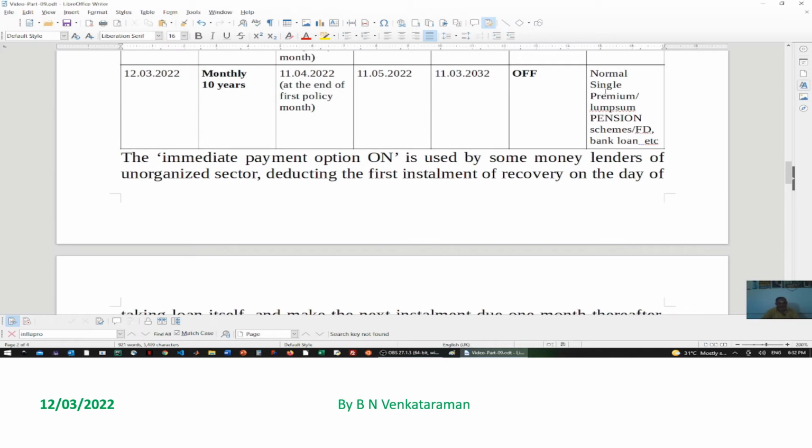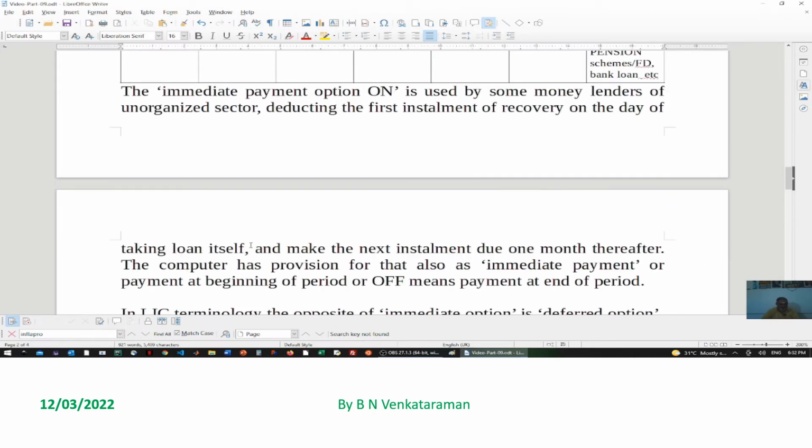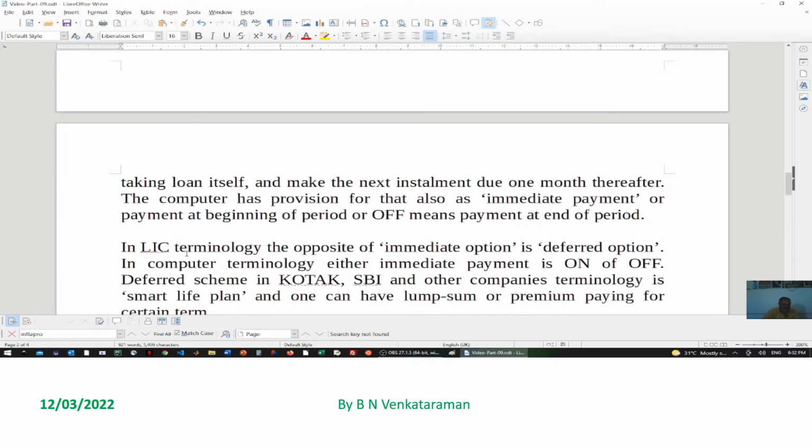There is the normal single premium lump sum pension plan, FD, bank loan, etc. on a monthly payment. The immediate payment option on is used by some moneylenders of the unorganized sector, deducting the first installment of the recovery on the day of taking the loan itself, and making the next installment due after 1 month thereafter. The computer has provision for that also as immediate payment, or payment at the beginning of the period. Off means payment at the end of the period.